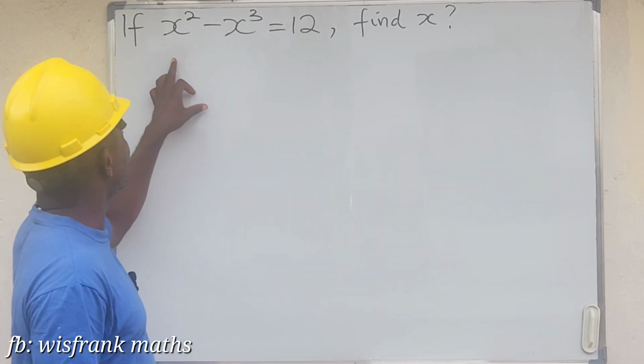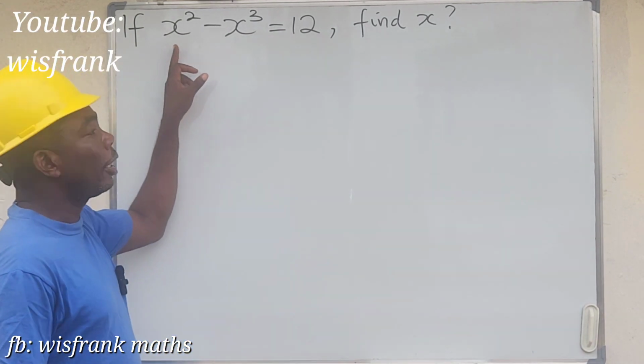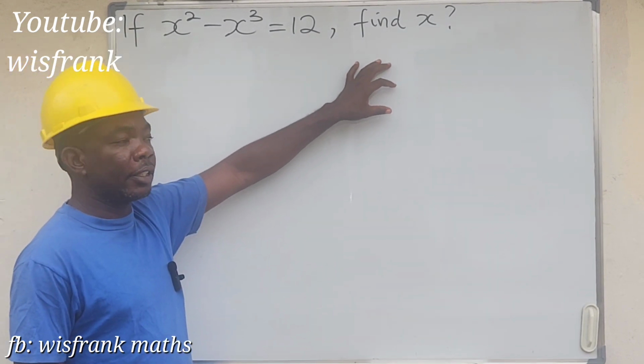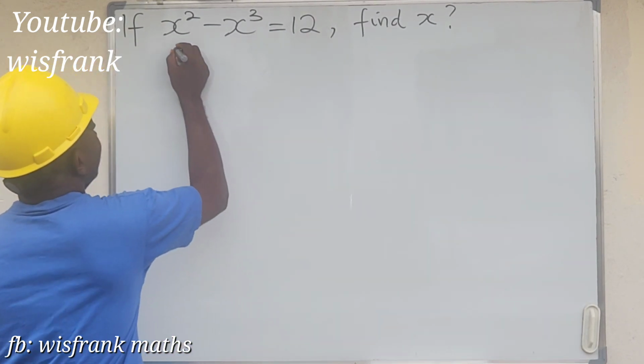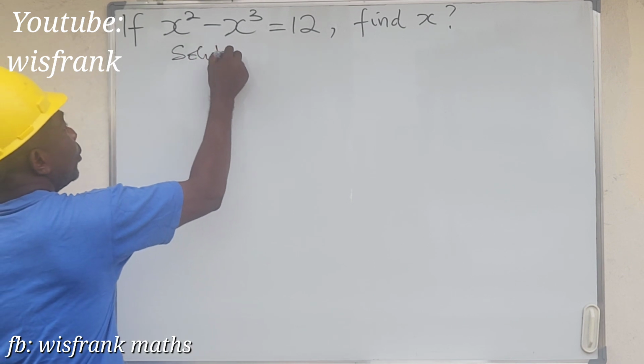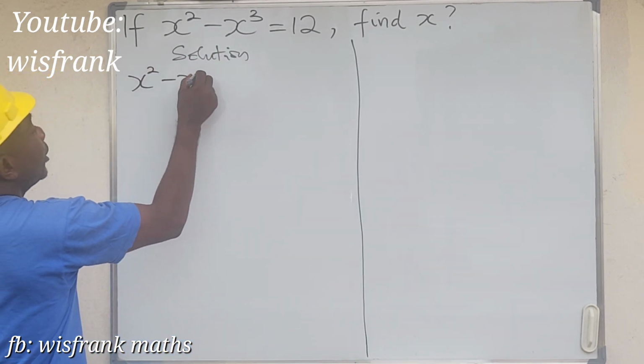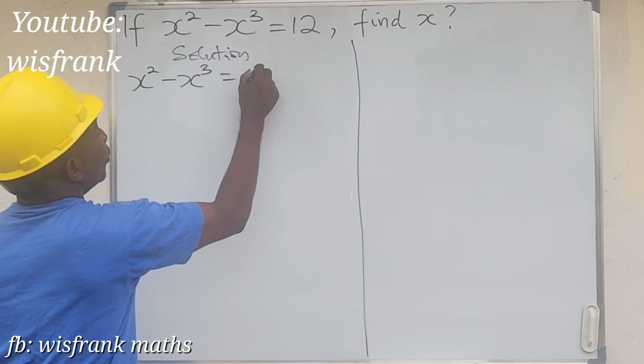Today we are looking at this question and it says, if x to the power of 2 minus x to the power of 3 equals 12, find the value of x. So in this case, we are going to find the value of x. So we have here the solution. We are given x to the power of 2 minus x to the power of 3 equals 12.